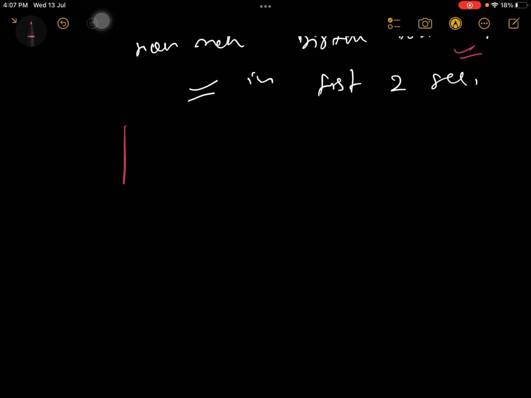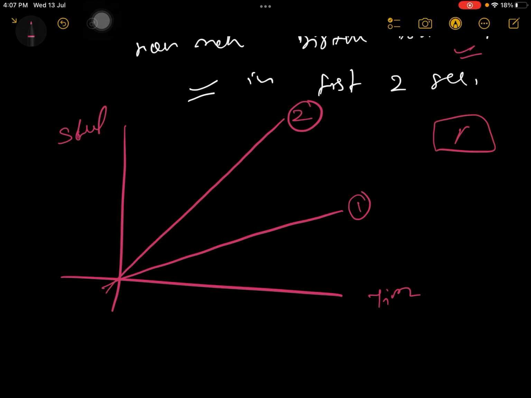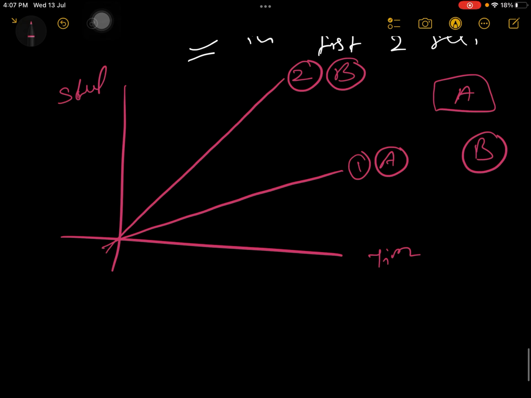Now next part, see. Next question. I want to compare. This is graph 1 and this is graph 2. This is your speed time graph. Suppose I have a vehicle A. Vehicle A is following graph 1. I have another vehicle B. Vehicle B is following graph 2. I want to ask which vehicle is faster. So no doubt vehicle B is faster.